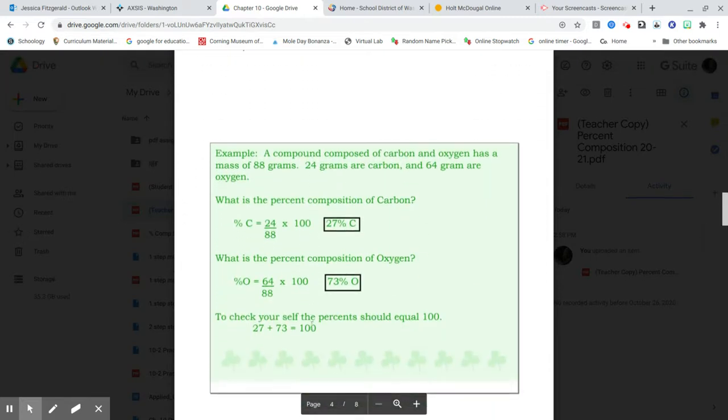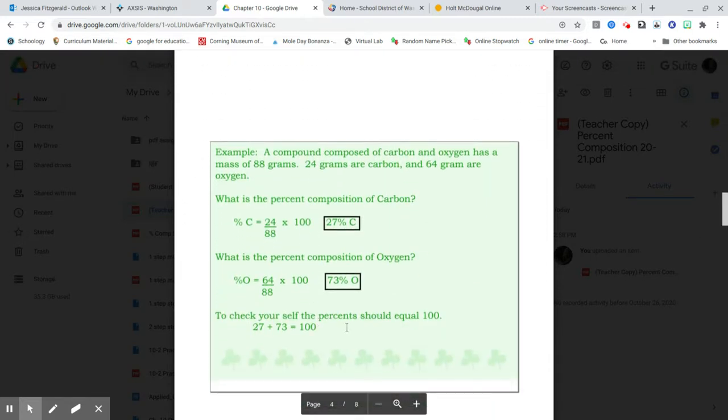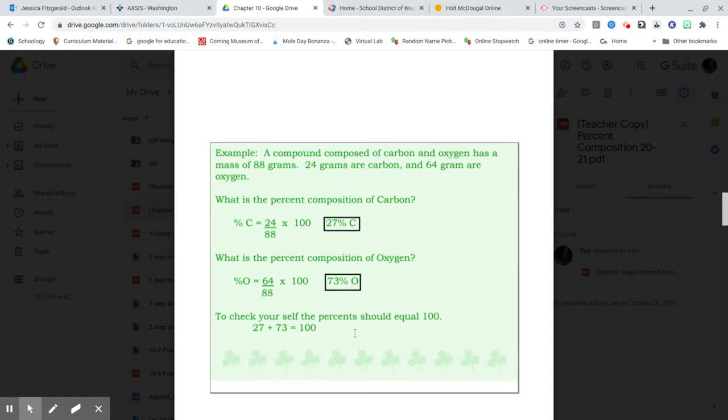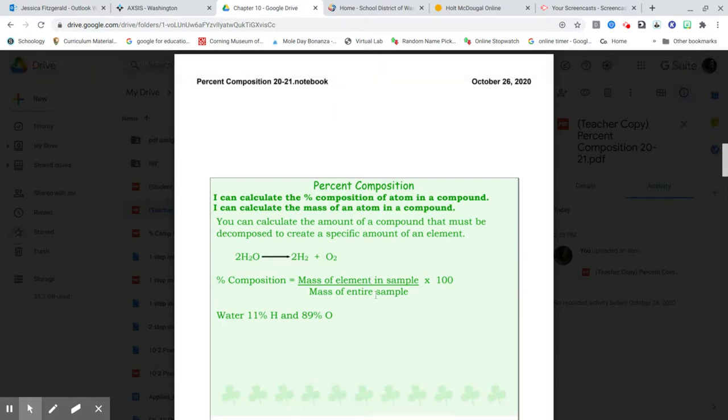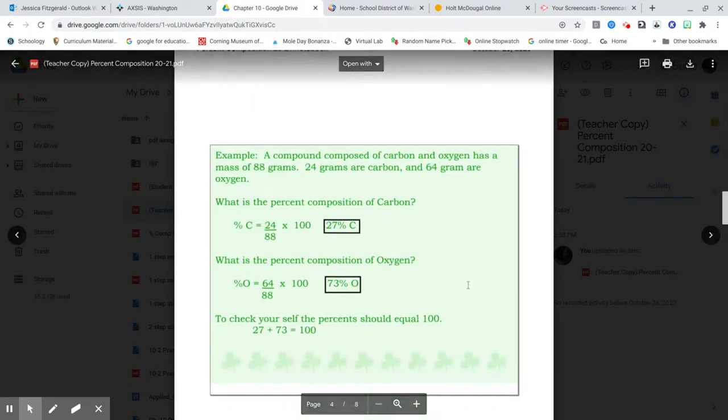So let's take a look at our first problem. Some of them are going to be very simple, like this one here. We have a compound composed of carbon and oxygen, and the mass is 88 grams. 24 grams are carbon, 64 grams are oxygen. Since I give you all of the numbers in this problem, you're going to use your formula where it is the mass of your element divided by the mass of the sample times 100.